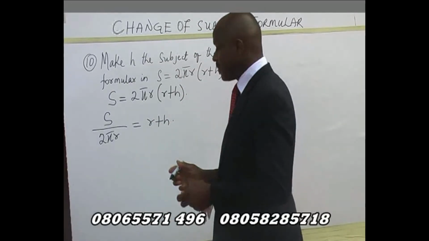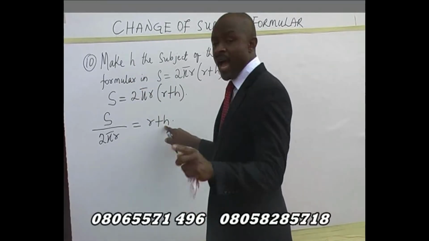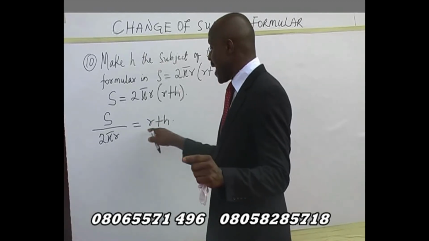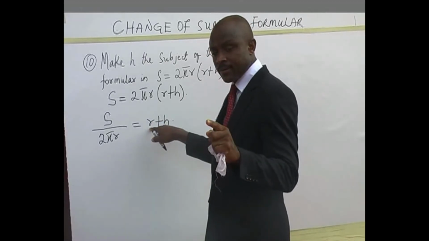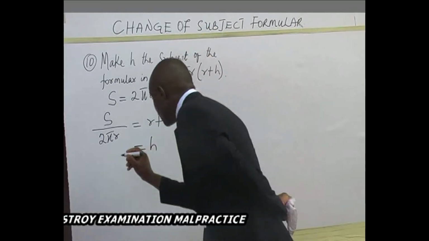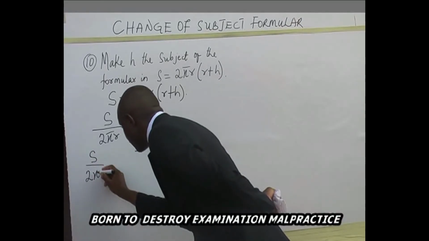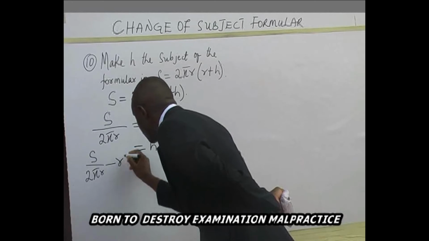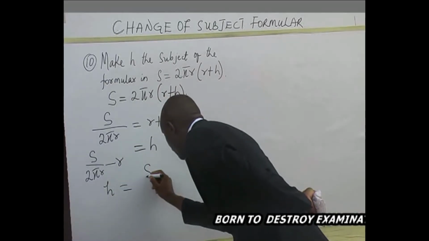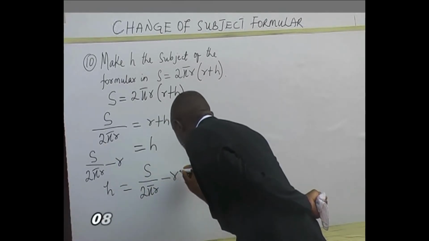The next thing, remember it was h that was asked that we should make the subject formula. For you to have only h in the right-hand side of the equation, you are going to subtract both sides by r so as to eliminate r. When you do that, you are going to see that you have only h in the right-hand side of the equation, while in the left-hand side you have s all over 2 pi r minus r. You can go ahead and have it to be h is equal to s all over 2 pi r minus r.